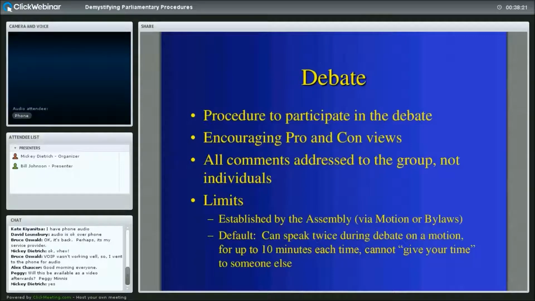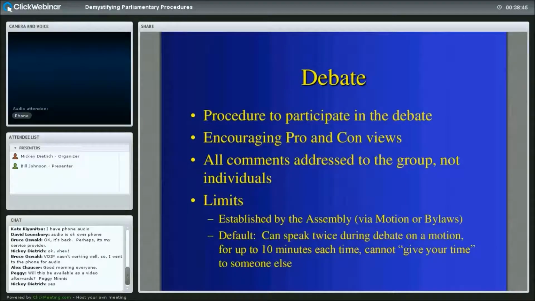If you're entering into the debate, you're addressing the whole assembly. You're not up there to say that what Joe Schmo over there said is wrong, that guy is an idiot, you shouldn't listen to him. That's improper. All of the comments in a debate are about the issue and are addressed to the full assembly. They're not for personally calling out individuals.